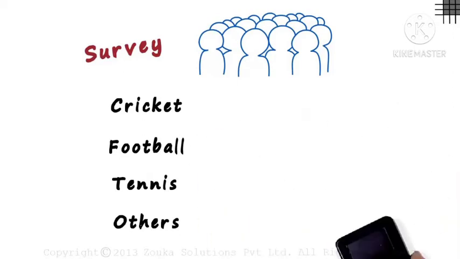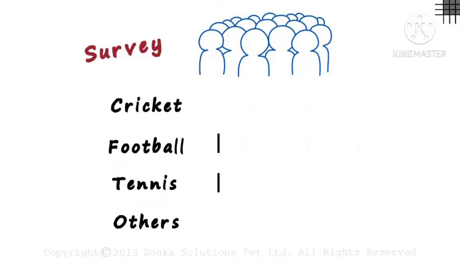Let's understand a better way to do this. Try to understand this really well. When the first guy says football, you just put a small vertical line next to football. No numbers, no order, nothing. The next guy says tennis. So we just put a vertical line next to tennis.